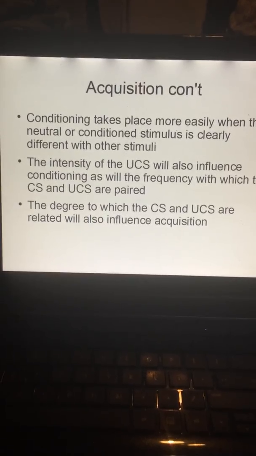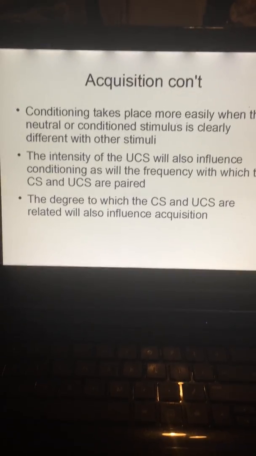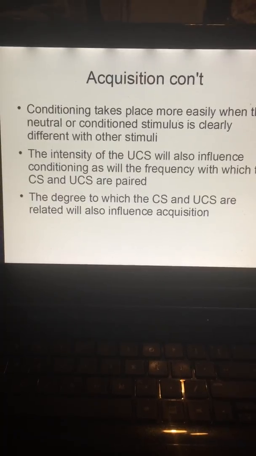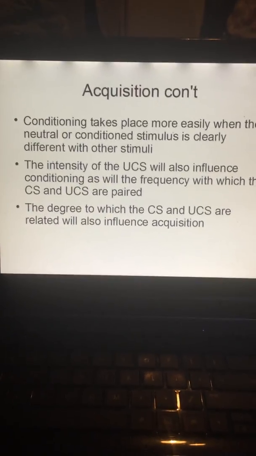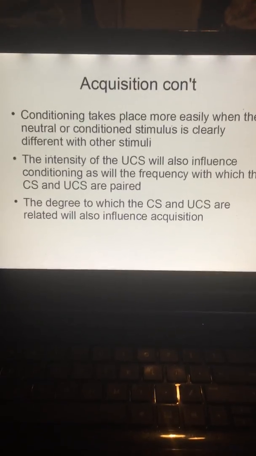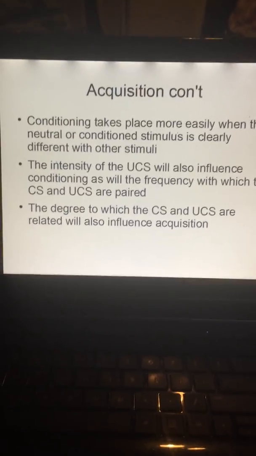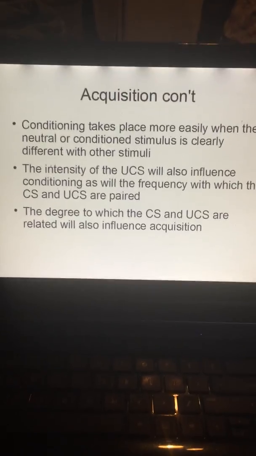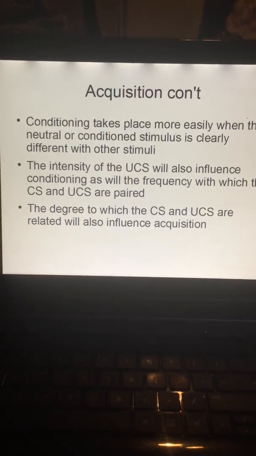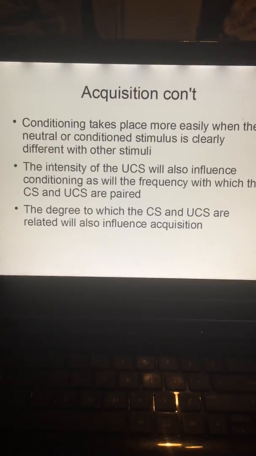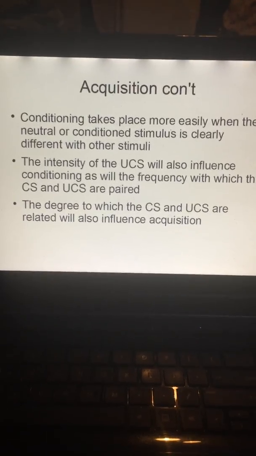The intensity of the UCS, the unconditioned stimulus, will also influence conditioning. The unconditioned stimulus in the Little Albert study is the loud noise. Also, you have to pair the two things very frequently. In the case of the Little Albert study, you want to make sure the rat signals the loud noise every single time. And the loud noise has to be pretty loud, pretty salient, very noticeable. Also, the degree to which the CS and UCS are related. You want to make sure that one signals the other. This is known in big fancy behaviorist words as stimulus contingency.